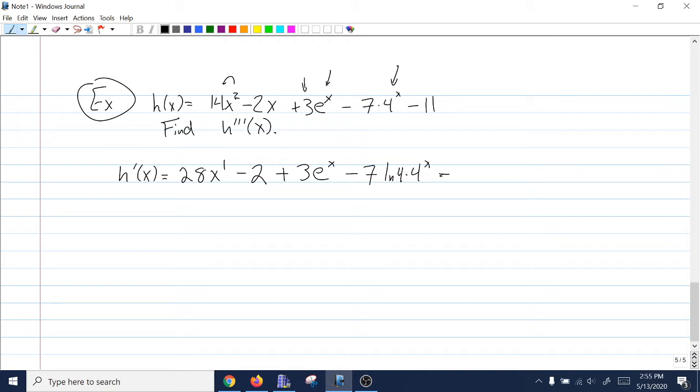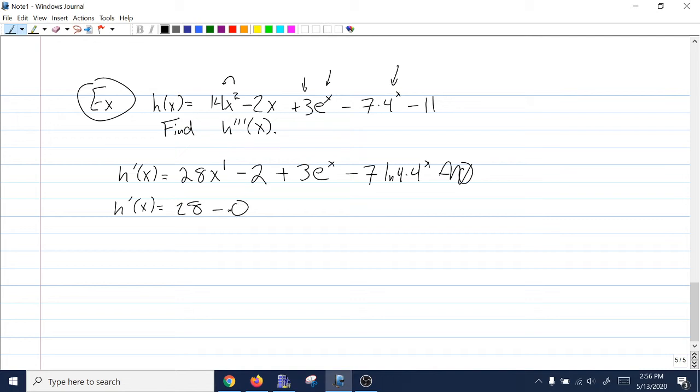Minus, what's the derivative of 11? It's 0. Okay, I didn't need to write that. There's the first derivative. Let's do it again. What's the second derivative? This is 28x. Derivative of 28x is 28. Minus derivative of 2 is 0.